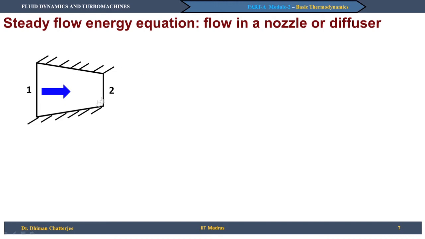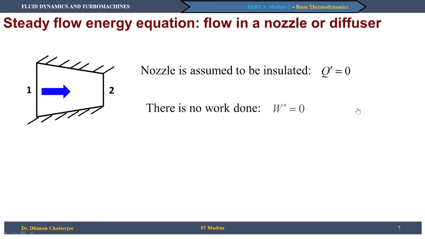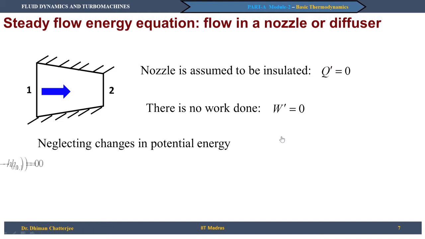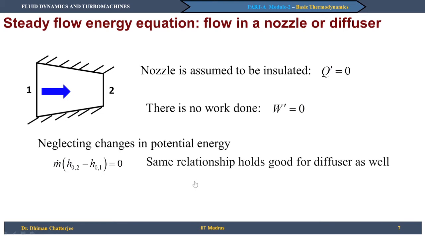The hatch lines are my attempt to show that the flow is adiabatic, and in that we say that the nozzle is insulated, which means that Q prime equals 0. The nozzle does no work because it is a stationary component, and hence we can say that W prime equals 0, and hence the first law of thermodynamics reduces to, in the absence of potential energy change, m dot (H02 minus H01) equals 0, or H02 is equal to H01.